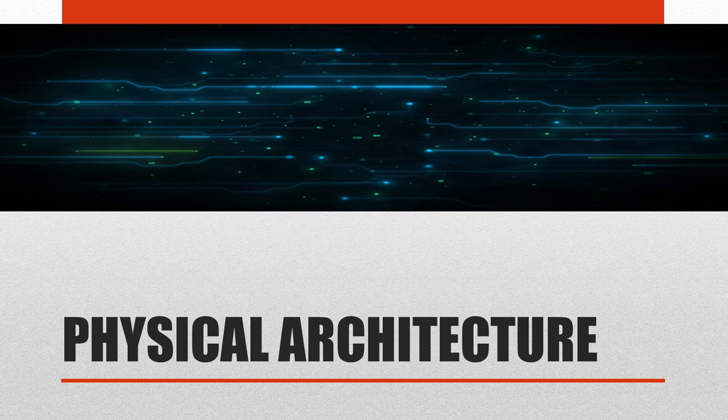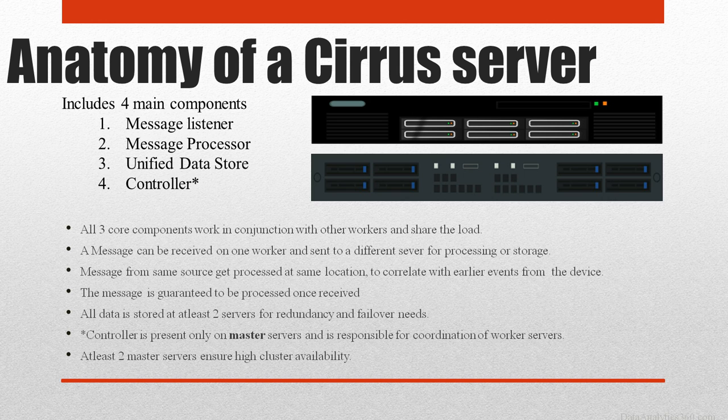The Cirrus solution is based on big data technologies which run on a cluster of servers or virtual machines. A Cirrus server includes four main components: message listener, processor, data store, and cluster controller. Cluster controller is installed on only two servers in the cluster. It's responsible for coordination between Cirrus servers, and this ensures the controller is always running at least on one server. The controller can also be deployed on more servers to ensure increased reliability.